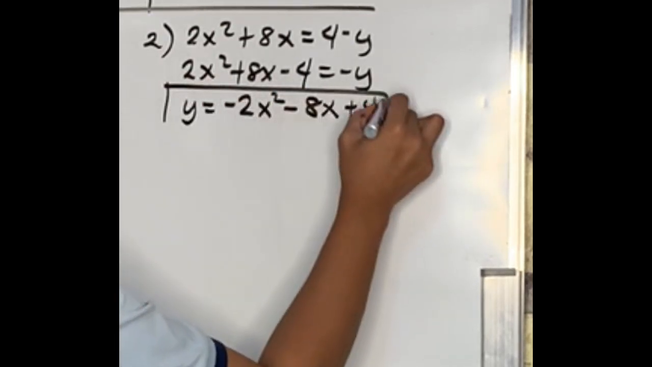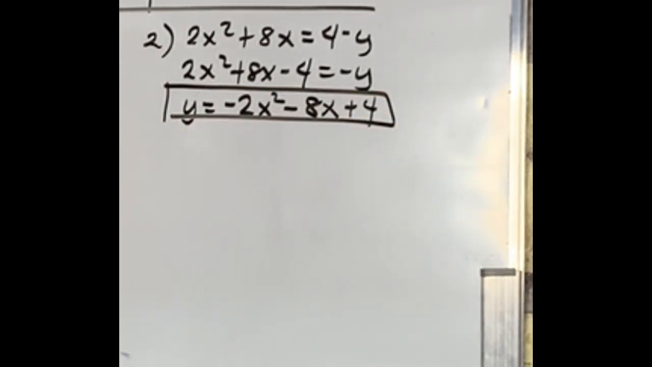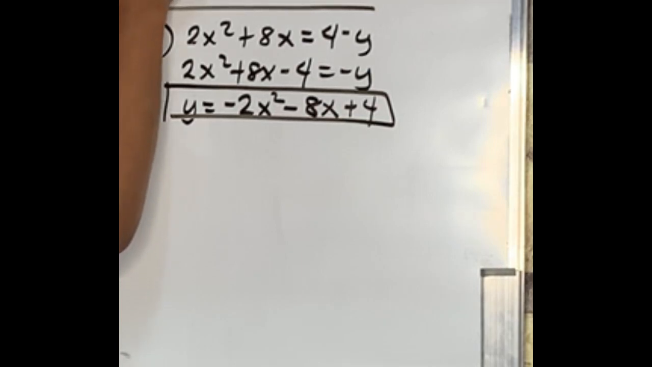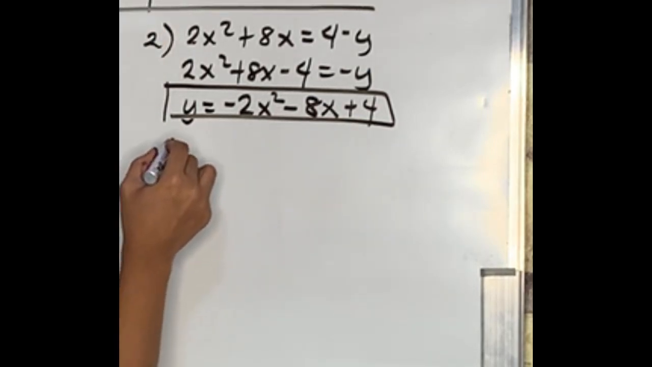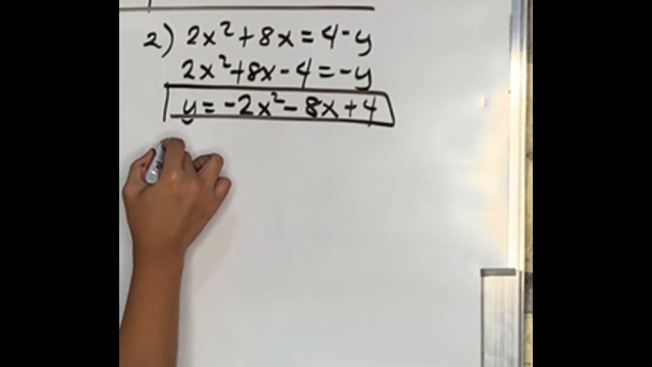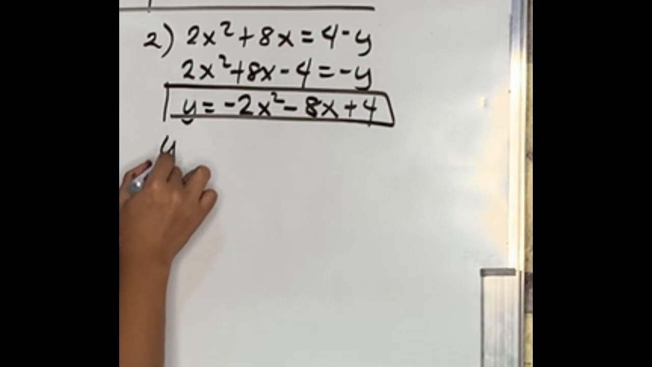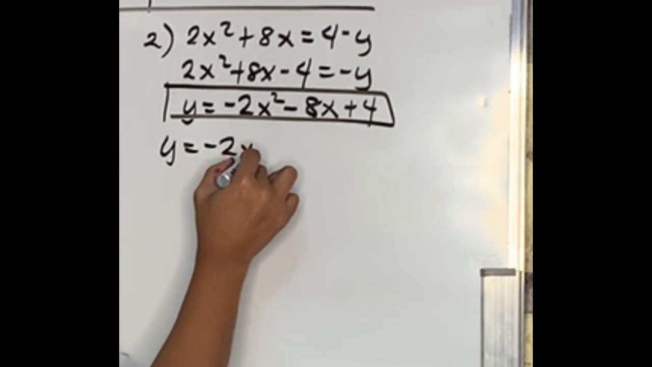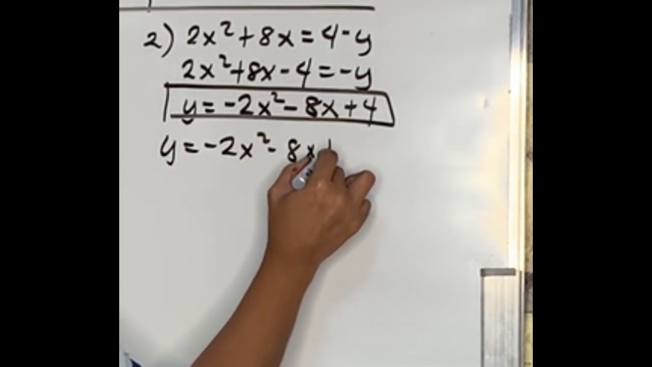And that is our form for y equals ax squared plus bx plus c of the equation. Y is equal to negative 2x squared minus 8x plus 4. Continue. Now let's write the given equation into its vertex form. So y is equal to negative 2x squared minus 8x plus 4.